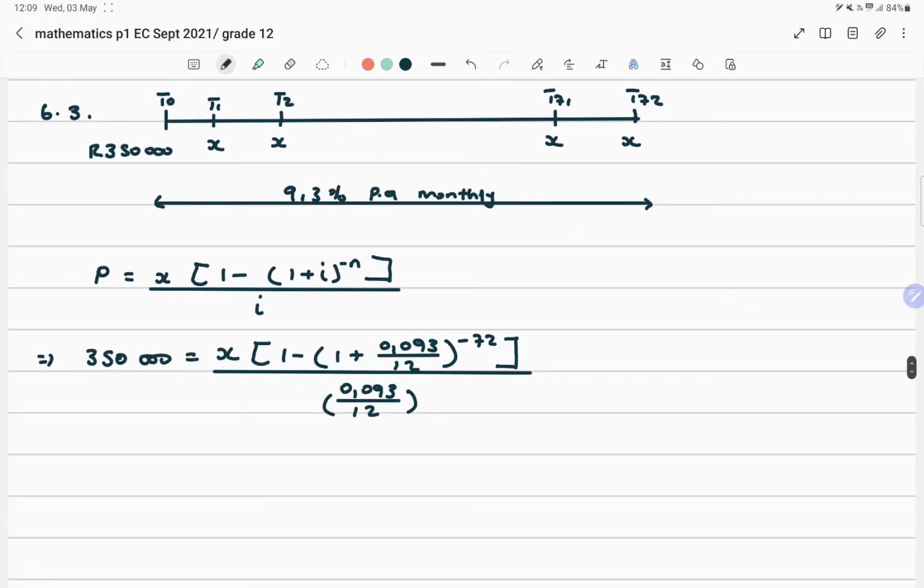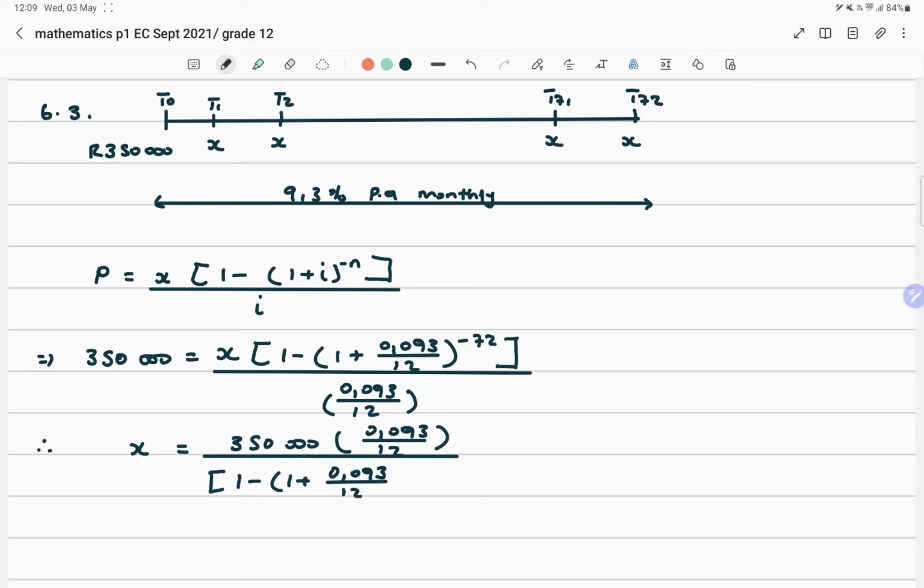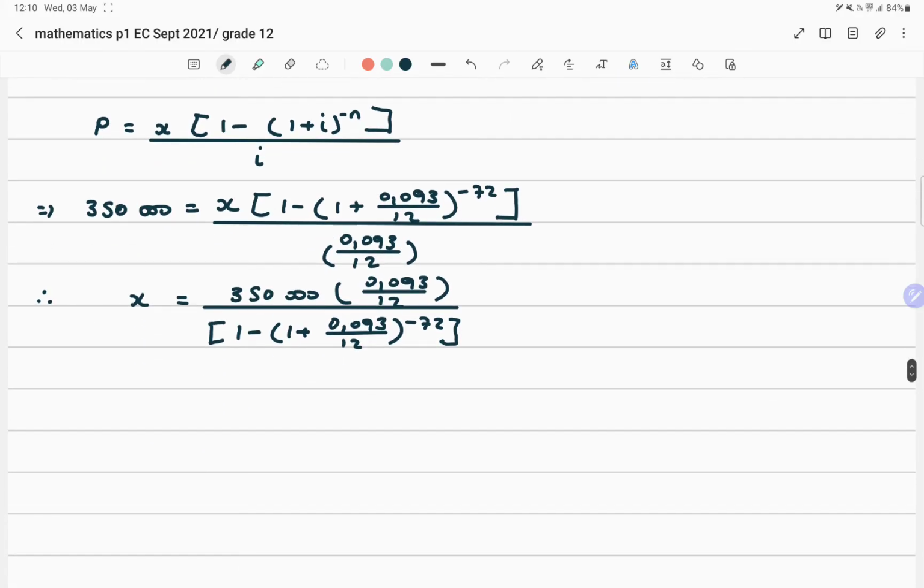So now that we've substituted, we can make our nice conclusion. So we're going to perform some serious gymnastics. We take this and multiply it there. So this is 350 scodos into 0.093 divided by 12. All of that, we're going to divide by that major bracket right here: 1 minus 1 plus 0.093 over 12 to the minus 72. Great. So that is how you handle this business.